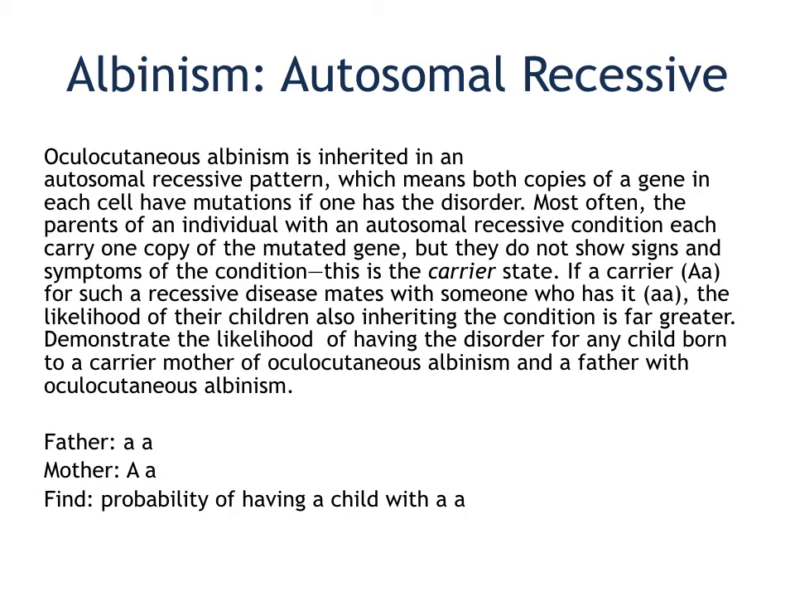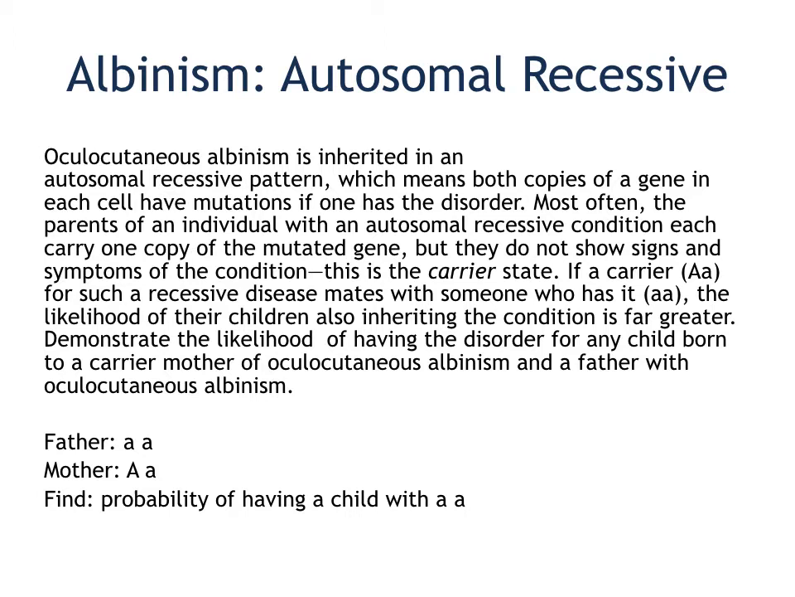Here you have the condition of oculocutaneous albinism, which is inherited in an autosomal recessive pattern. This means, of course, that both copies of a gene in each cell will have mutations if one has the disorder. You will have to have both alleles as recessive to have this disorder. Most often, the parents of an individual with autosomal recessive conditions each carry one copy of the mutated gene, and they don't show the signs and symptoms of the condition themselves, and this is called the carrier state.